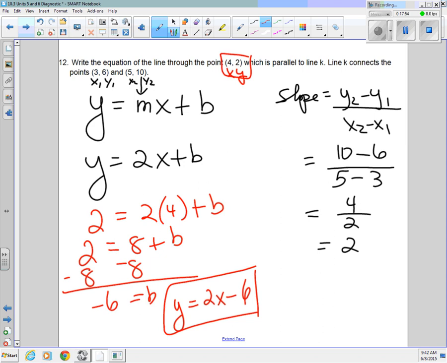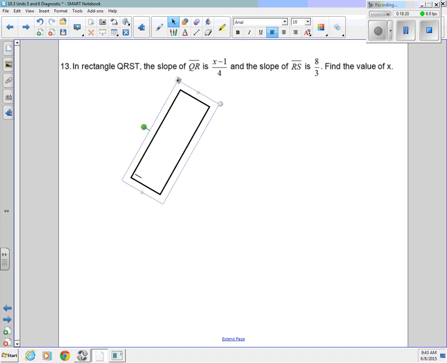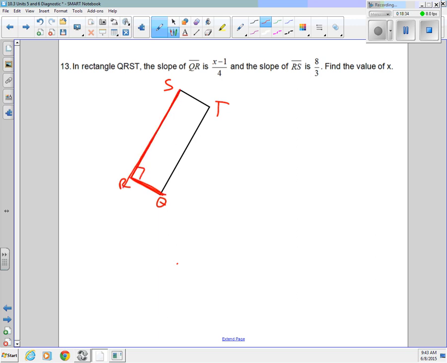All right, next question. In rectangle QRST, the slope of QR is (x minus 1) over 4, and the slope of RS is 8 over 3. I'd like to find the value of x. A lot of kids got this wrong on the test when this was actually one of your test questions at one point. So if I have a rectangle, here's my rectangle. No matter what I do to that rectangle, if I flip it or rotate it, I get line segments. I'll just call this QRST. I get 2 line segments that are adjacent, QR and RS, that are perpendicular to each other.